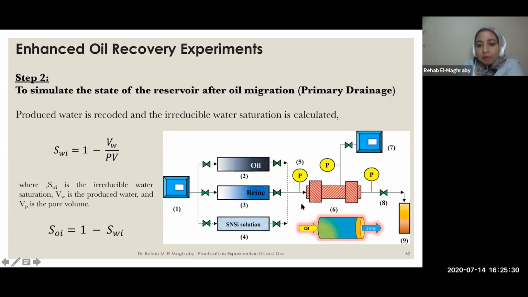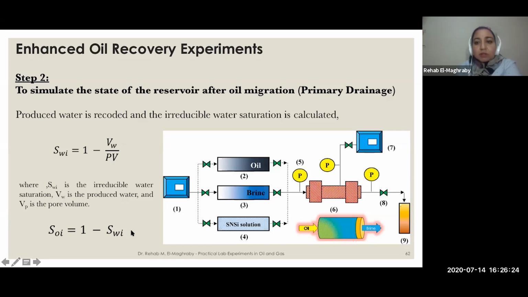So, okay, what will happen here is the oil will displace the brine outside of your core, and you will keep injecting oil until no more brine is coming out of your core. So you assume that you reached irreducible water saturation. You calculate the irreducible water saturation, which is the volume of brine that you collected out of the core, divided by the pore volume, and this value is subtracted from 1. So now you get the irreducible water saturation in your core. Again, the initial water saturation can be one takeaway is irreducible water saturation.